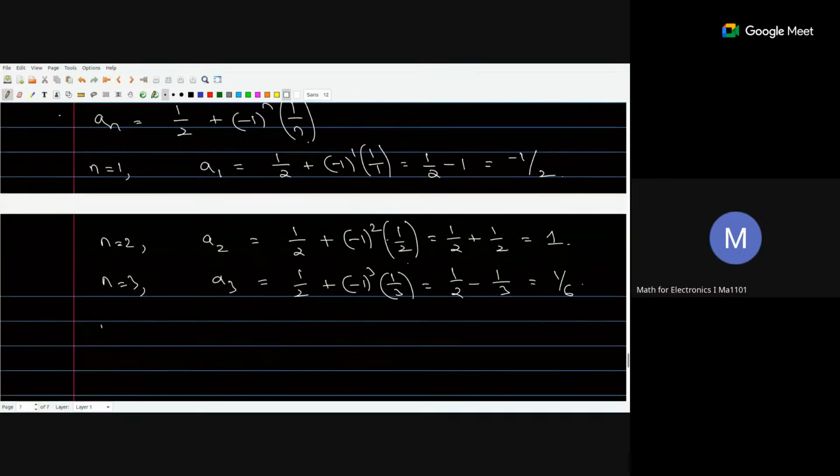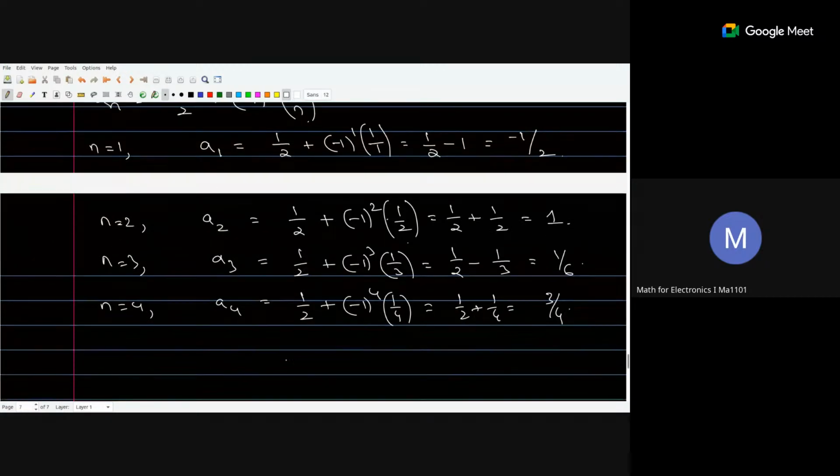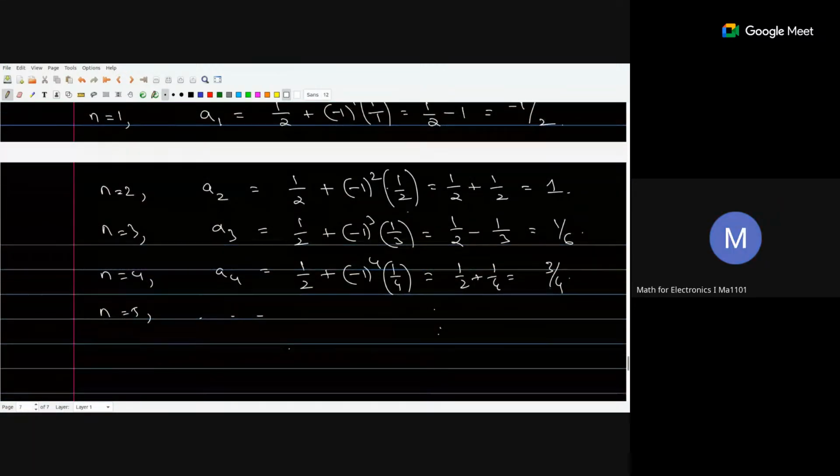Right. And then n equals 4: a4 is half plus (minus 1) whole power 4, over 4, which is half plus 1 by 4. This will give me 3 by 4. Correct? Yes, sir. And then 5. So if you see, you can also get a5 as half minus 1 by 5. This will give me 3 by 10.